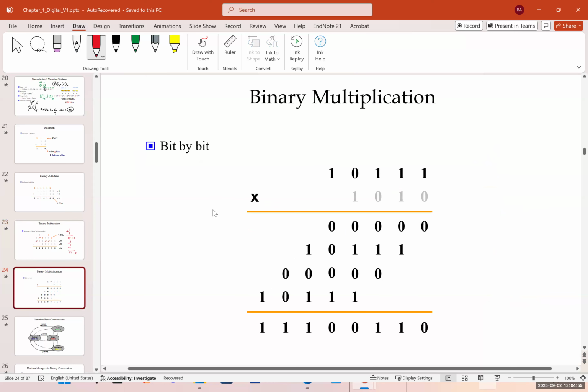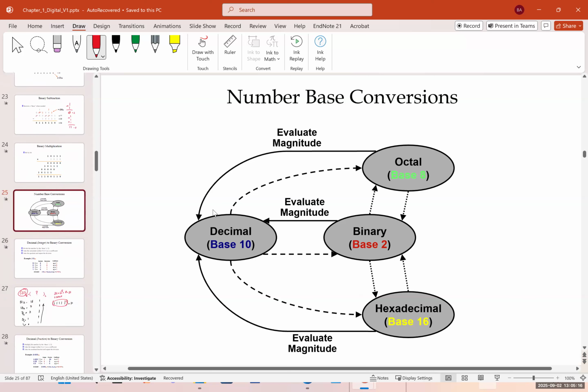Okay. We also learned about binary multiplication. It's the same as decimal multiplication. We multiply one digit in the whole number, and then we write the result, and then for the next digit, we just shift it one digit, and then we add all of them together to get the final result.